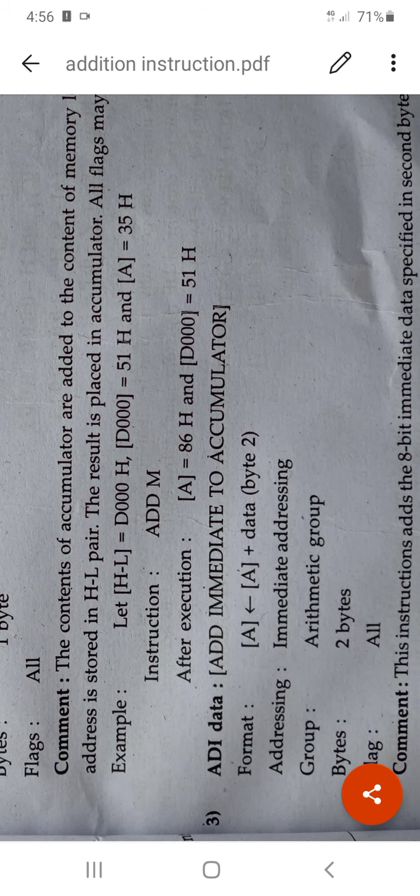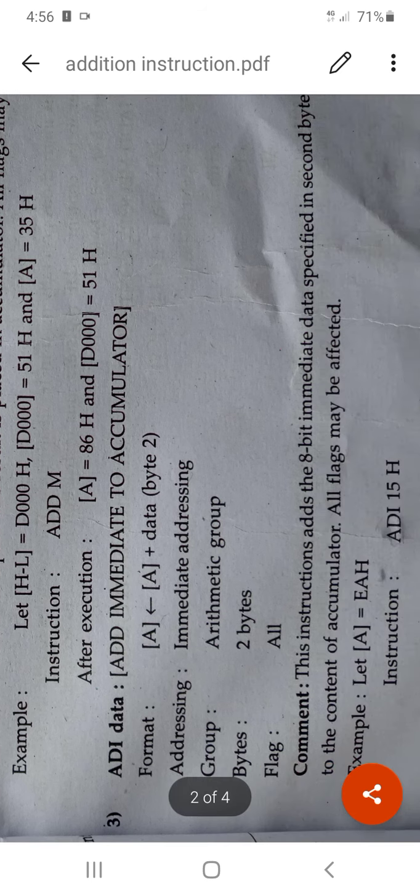Here we are taking the address D000 hex, which is stored in the HL pair, and data 51 hex is at the D000 hex position, which is added with the data in the accumulator, 35 hex. So after the instruction ADD M, the answer 86 hex will be stored in the accumulator and flags are accordingly changed.